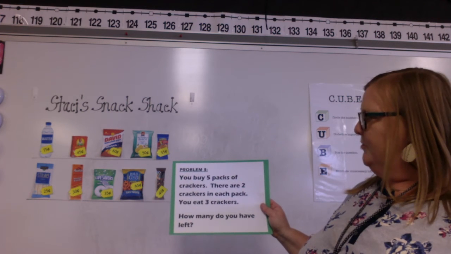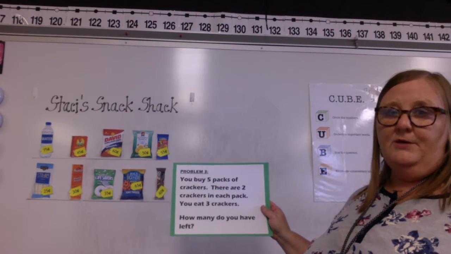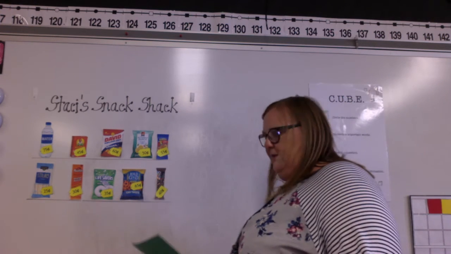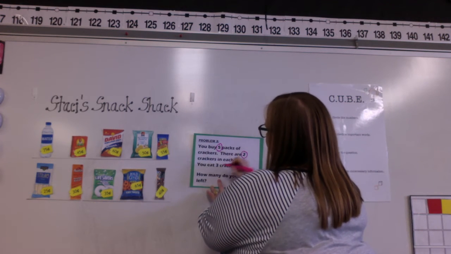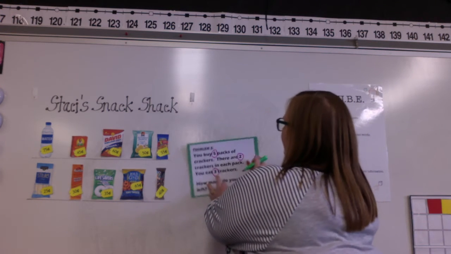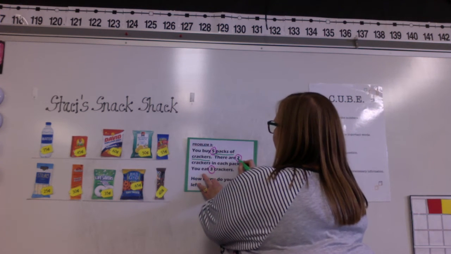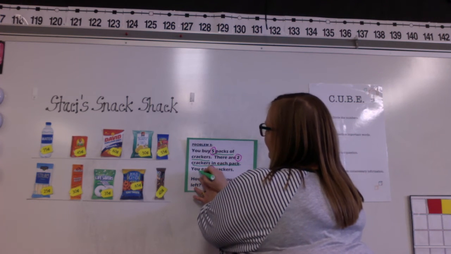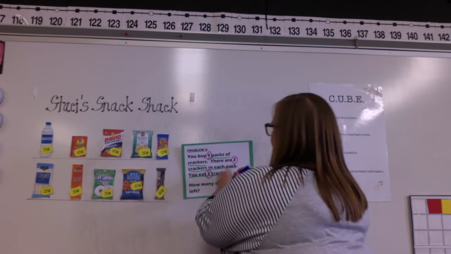All right, our last problem that we're going to do today is you buy 5 packs of crackers. There are 2 crackers in each pack. You eat 3 crackers. How many do you have left? Lots of information in this one. So we're going to circle our numbers first. I have a 5, I have a 2, and I have a 3. Okay? The next thing I'm going to do is underline any information. So 5 packs of crackers, and there are 2 crackers in each pack. That's important. And then it's also important that you eat 3 crackers.